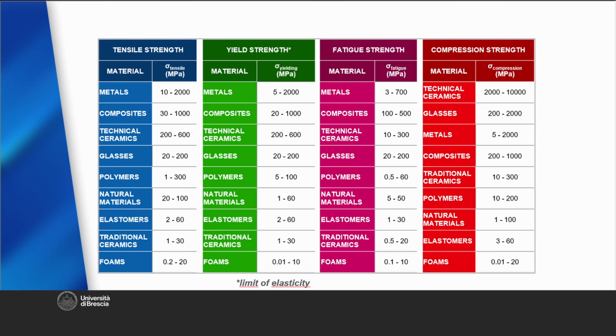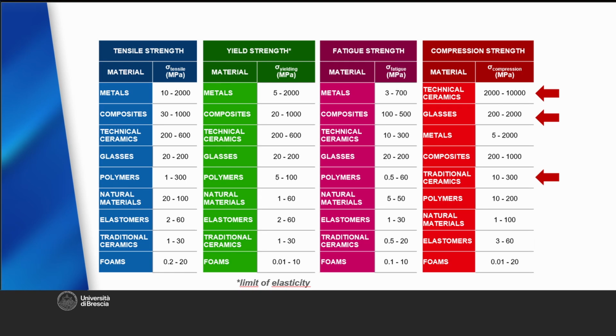In all cases, metals, composites, and technical ceramics are among the most resistant materials, while plastics, rubbers, and foams occupy the lowest positions. Although the absolute values may vary, the hierarchy among materials remains similar for tensile, yield, and fatigue strength. An exception is the case of compressive strength in traditional ceramics and glass, which are brittle and weak in fatigue, but show high compressive strength.